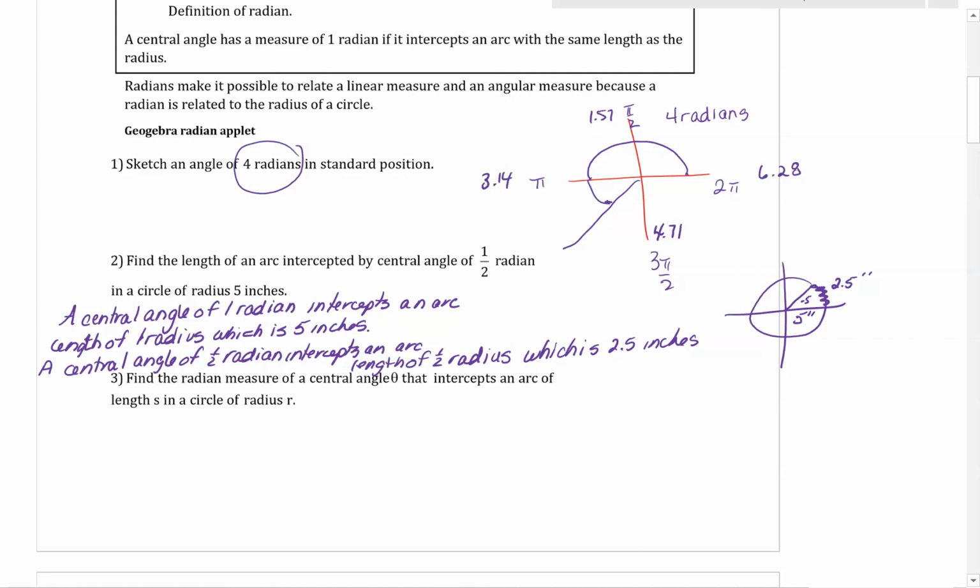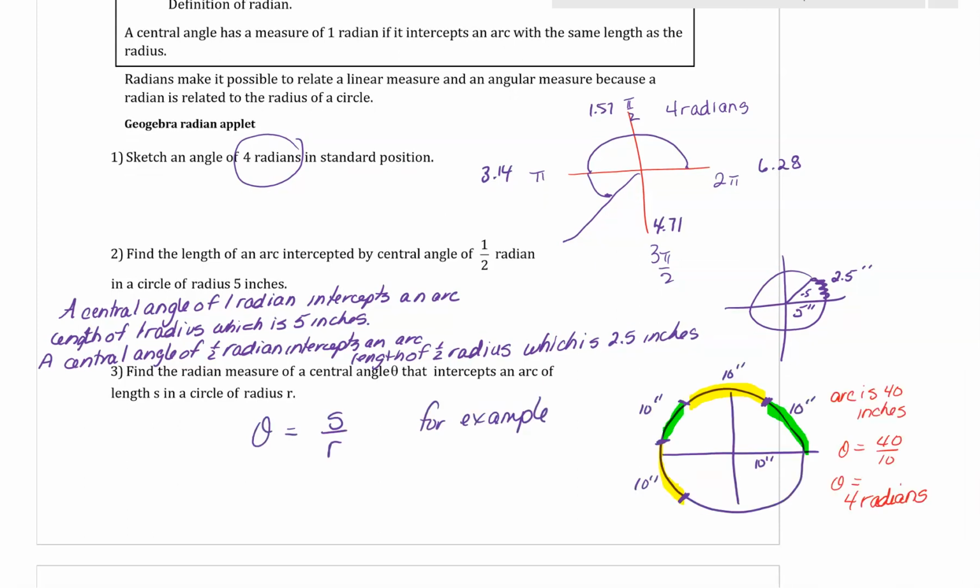For number 3, it says find the radian measure of a central angle theta that intercepts an arc of length s in a circle of radius r. Go ahead and draw a picture and see if you can think of an example for number 3. For number 3, theta would have to be s divided by r, or arc length divided by the radius of the circle. For example, if you have a circle of radius 10 inches and an arc length that was 40 inches, your angle theta would be 40 divided by 10, or 4 radians.